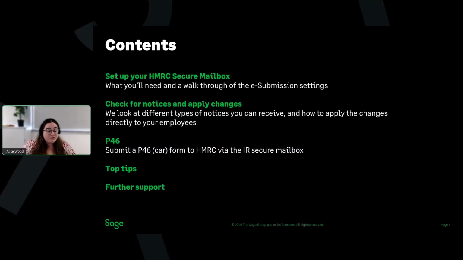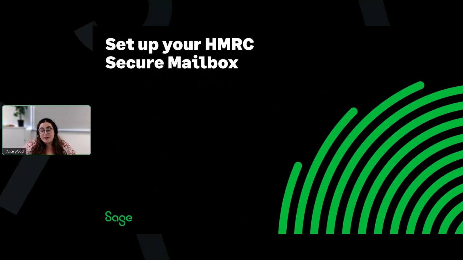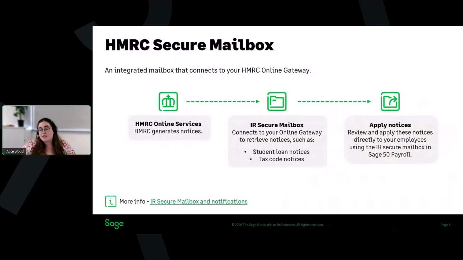Fab, so let's actually move on to that content then. So first section, which is setting up your HMRC secure mailbox. And this is actually an integrated mailbox within Sage 50 Payroll that's going to connect to your HMRC online services. It's going to retrieve notices directly from HMRC, such as student loan notices, postgraduate loan notices, and tax code notices as well. And then in that mailbox, you've got the option to then apply these to the relevant employees. So you might have previously been applying those notices individually in the employees' records. So this process actually will save you time. And for those of you who did vote that you're receiving paper notices in the post, it obviously will save paper and again time with that option too.